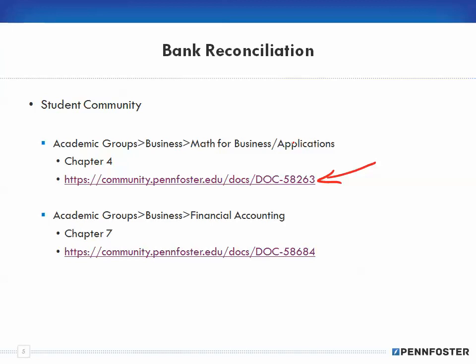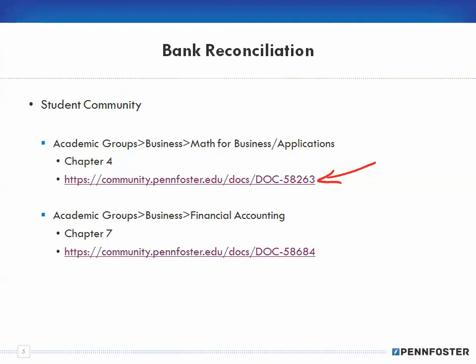So if you haven't had those subjects, or if you forgot, okay, well then read through the chapter, study the material in the chapter, and then go and watch those videos on the student community under Math for Business / applications. There's theory videos, which will explain the process, and then there's also assigned homework problems.